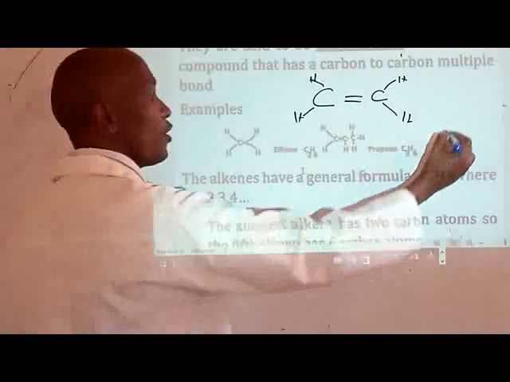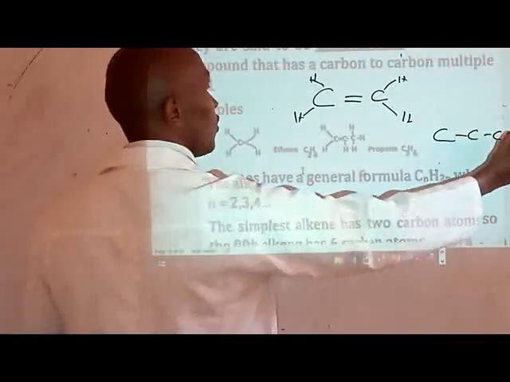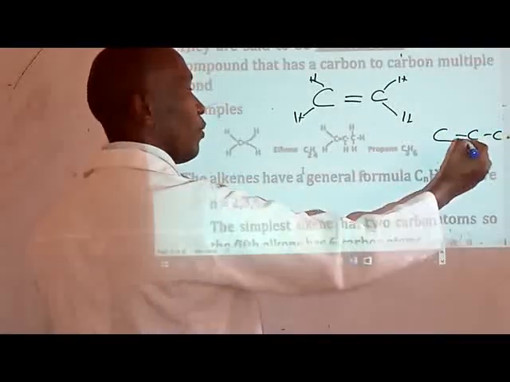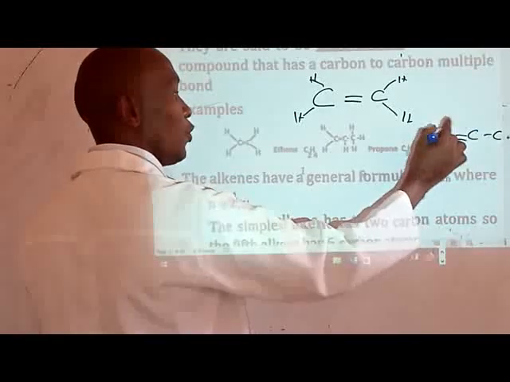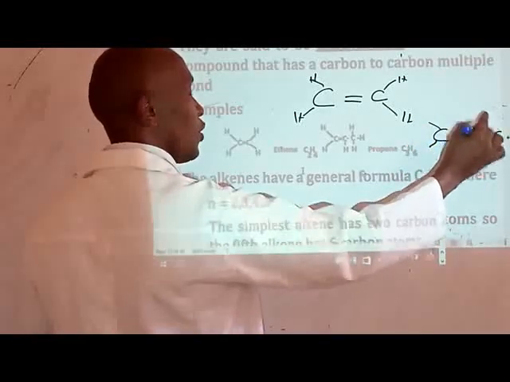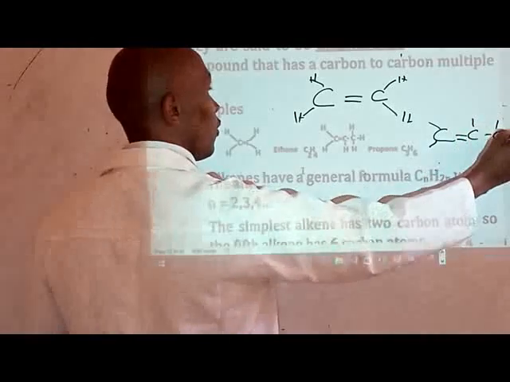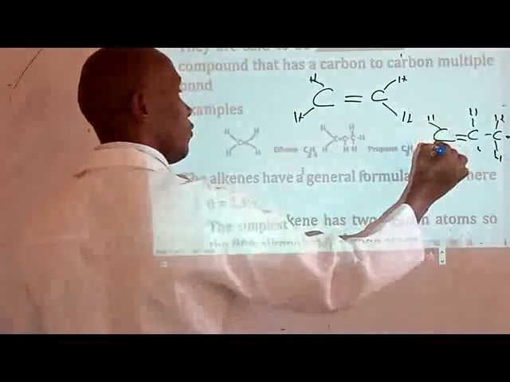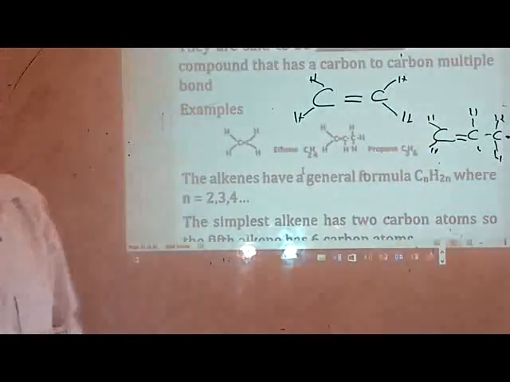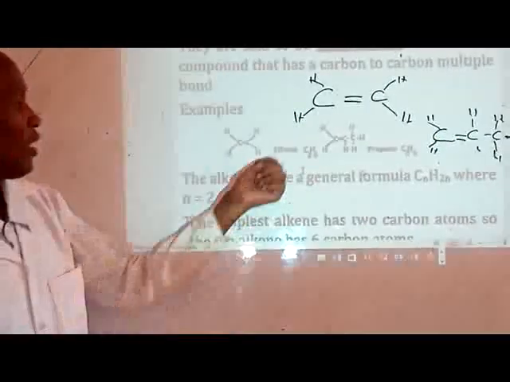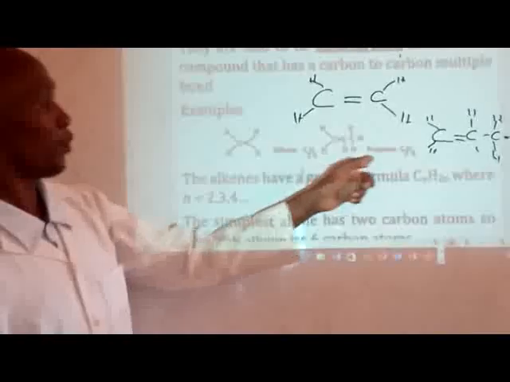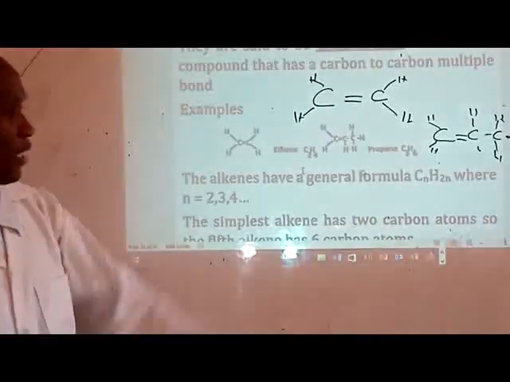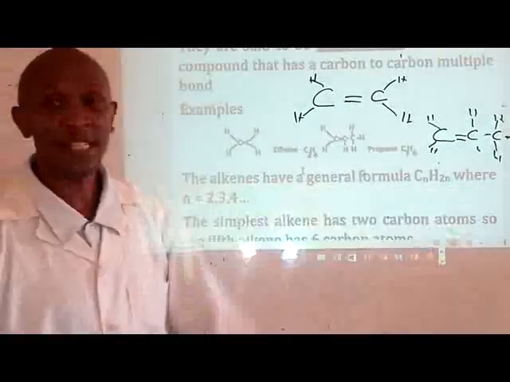Now let me redraw this one. 1, 2, 3. Now put the double bond right there. 1, 2, 3, 4 hydrogens on each carbon. So that is the next one. So we've already said that alkenes will have an "ene" ending. So ethene, propene will be that. So the general formula of the alkenes.